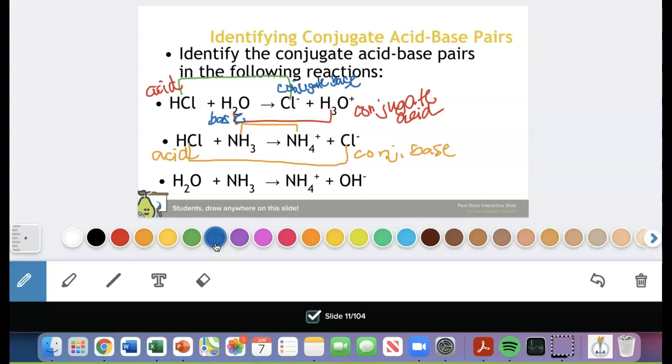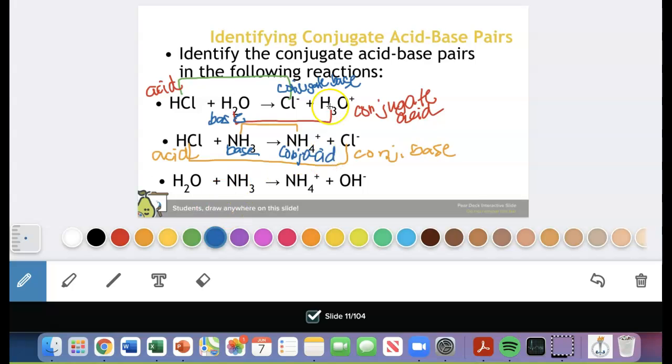Now, that makes ammonia a base, which how do I know? Well, if you look from here to here, it accepted the hydrogen. So the HCl lost the hydrogen and the ammonia took in the hydrogen. So this is a base. Something that accepts a hydrogen ion is a base, and this makes it its conjugate acid.